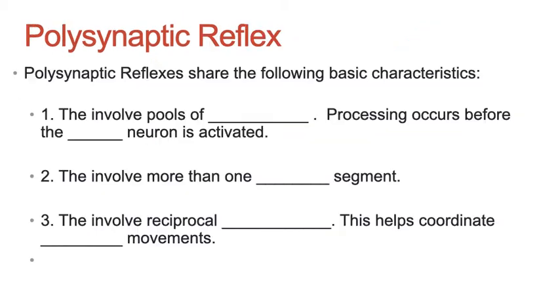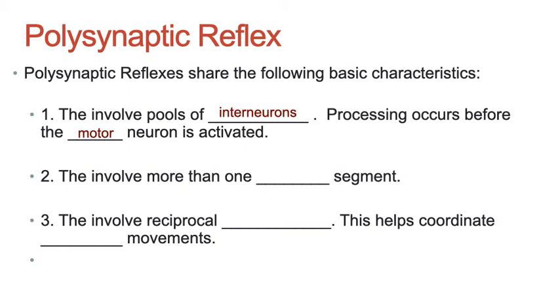So let's talk about polysynaptic reflexes next. A polysynaptic reflex can produce a far more complicated response than a monosynaptic reflex. Polysynaptic reflexes range in complexity from a simple tendon reflex to really complicated reflexes associated with standing and walking and running. But they all share some very similar characteristics. One, they involve pools of interneurons, so processing occurs before the motor neuron is activated. In this case, the result may be excitation or inhibition.